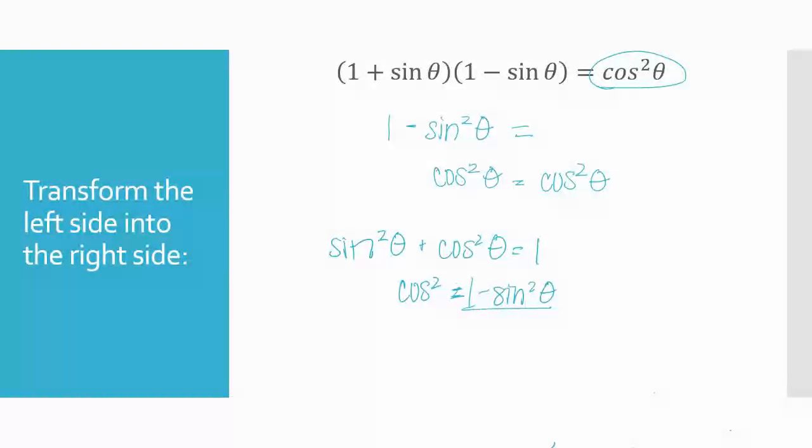So sometimes we have to manipulate our identities a little bit to make them work. Because my identity is sine squared theta plus cosine squared theta equals 1, I can then subtract either sine squared or cosine squared and get the other one by itself. So I'm kind of manipulating an identity within an identity. And you're welcome to do that at any time, especially for some of those Pythagorean identities where you may need to have tangent squared equals instead of secant squared. So you can subtract, okay?